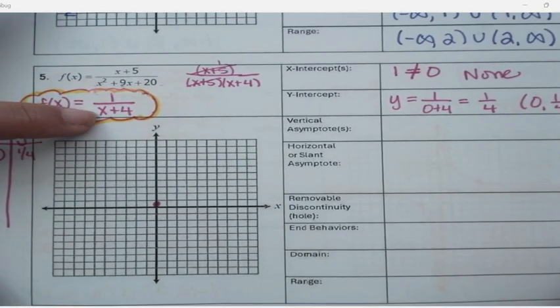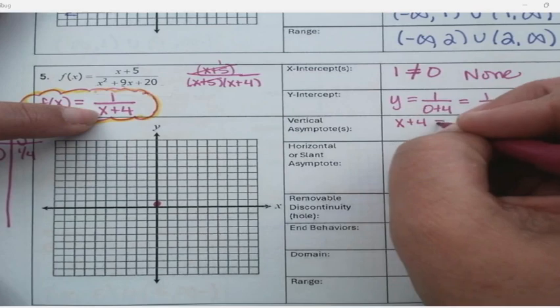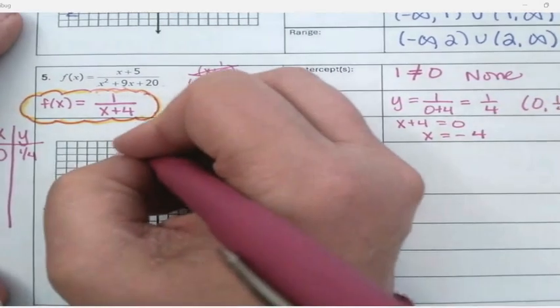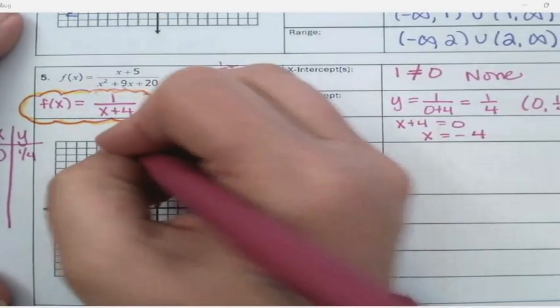To find the vertical asymptote, I set the denominator equal to 0. So if you don't have this in the denominator, this is going to throw off the whole thing. So make sure you leave this guy in the denominator. So x plus 4 equals 0. X equals negative 4 is my vertical asymptote.